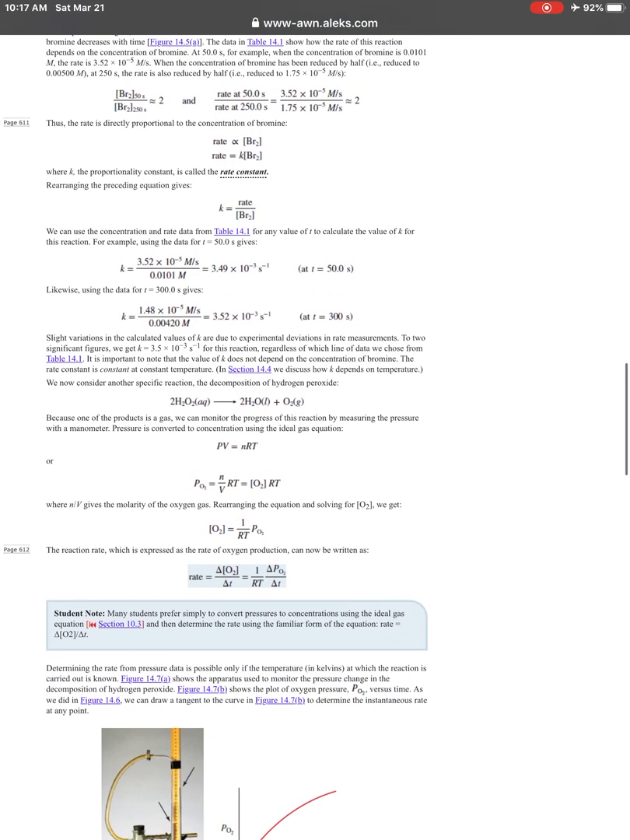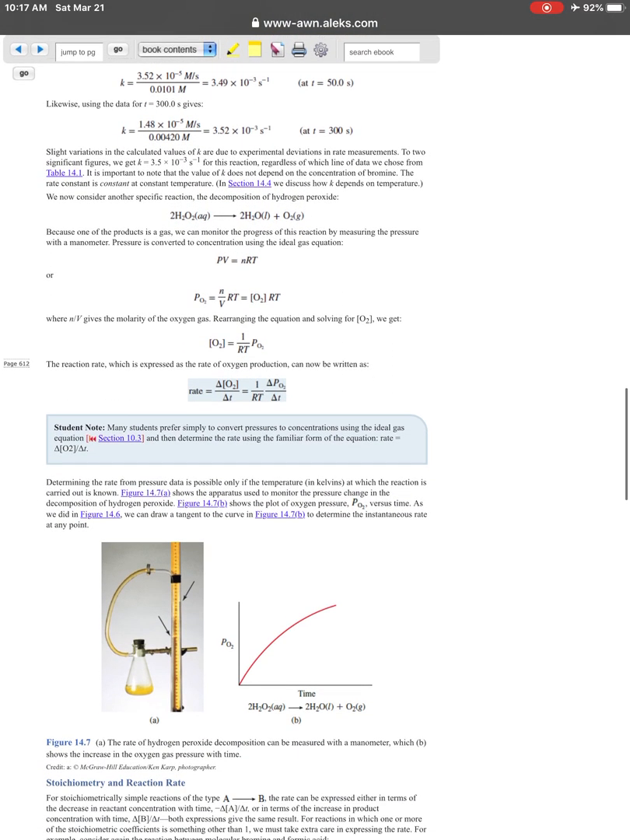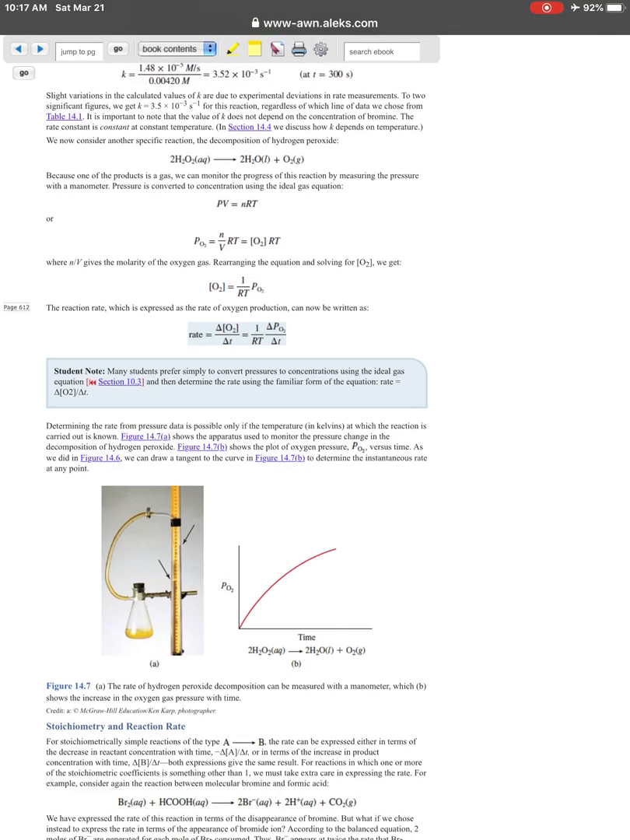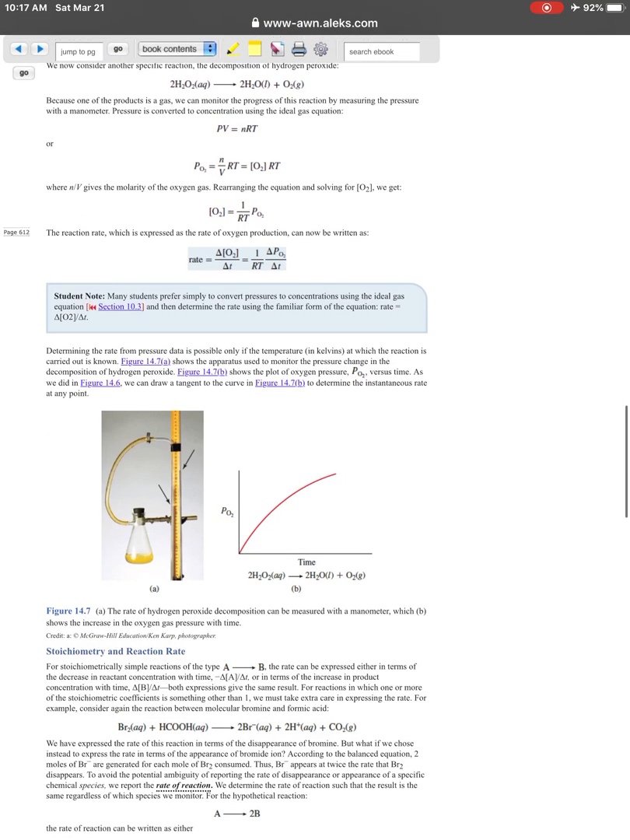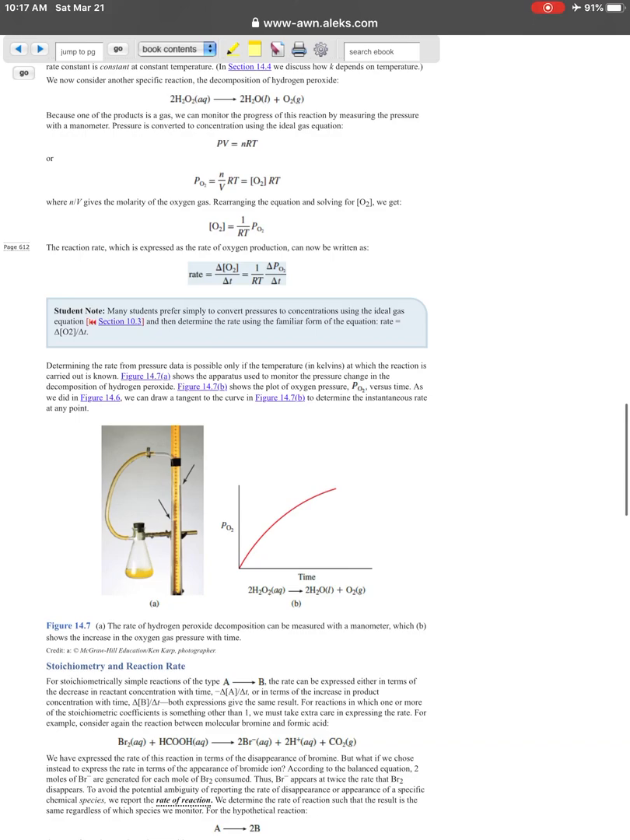Now, we now consider another specific reaction. So this is a second reaction, the decomposition of hydrogen peroxide. Now, the reason this one is picked will become evident in a moment. 2H2O2 aqueous, which is dissolved in water, that's hydrogen peroxide. You probably have some of that in your medicine cabinet. It forms 2H2O liquid plus O2 gas.